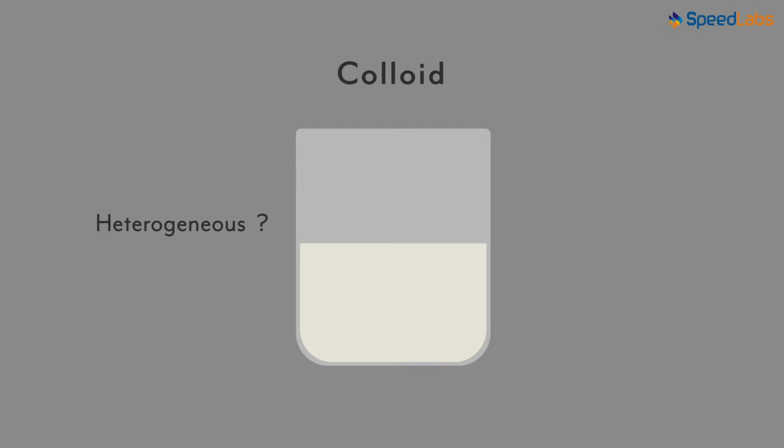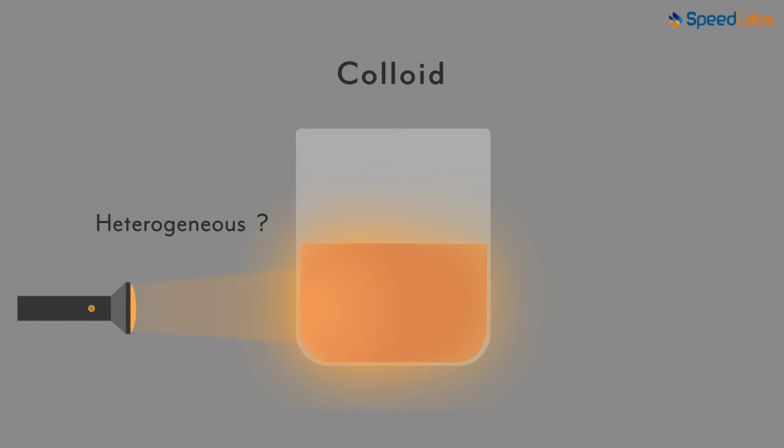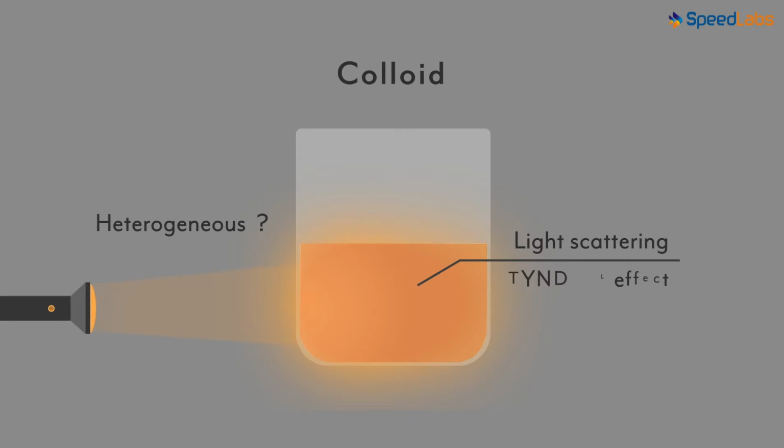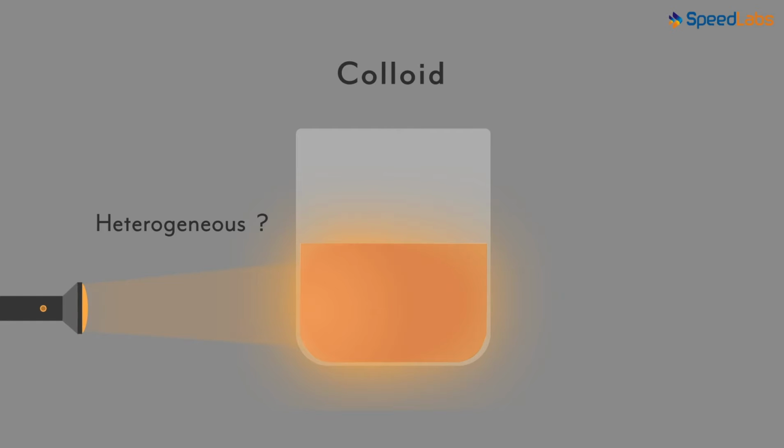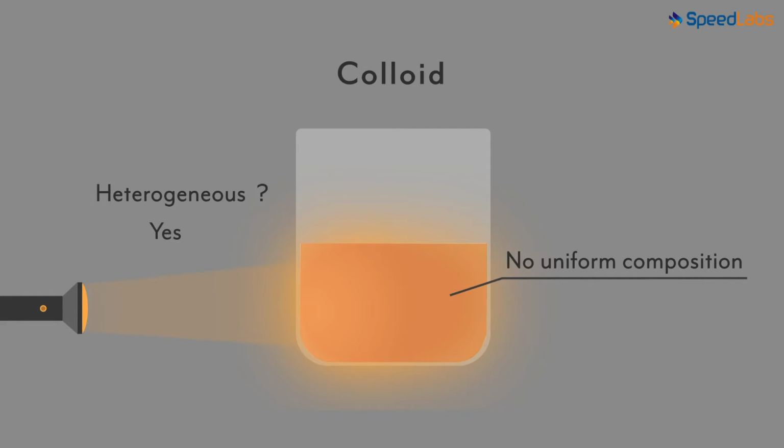For that, let us pass a beam of light through it. What we observe is this amazing scattering of light. This effect is known as the Tyndall effect. Light is scattered by the particles of milk, which proves that milk particles are still distinctly present in the water, and this mixture does not have a uniform composition. Hence, we know that it is a heterogeneous mixture.